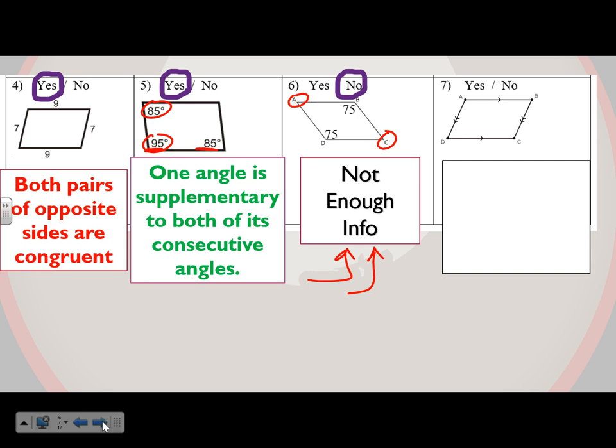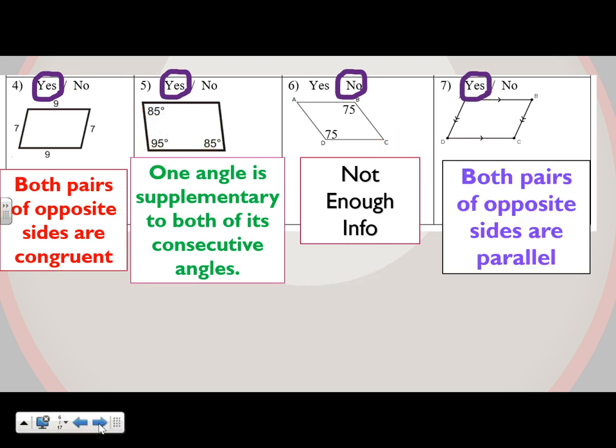So if I made that confusing and made that complicated, I apologize. But I don't want to anger the math gods and not share that little piece of information. And last but not least, that one is yes, and it's because both pairs of opposite sides are parallel.